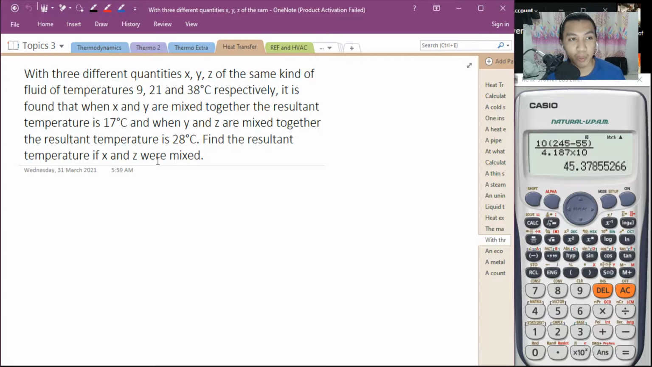With three different quantities, X, Y, and Z, of the same kind of fluid, three temperatures meron tayo, 9, 21, and 38 degrees Celsius respectively. It is found that when X and Y are mixed together, the resultant temperature is 17 degrees Celsius. And when Y and Z are mixed together, the resultant temperature is 28 degrees Celsius. Find the resultant temperature if X and Z were mixed.